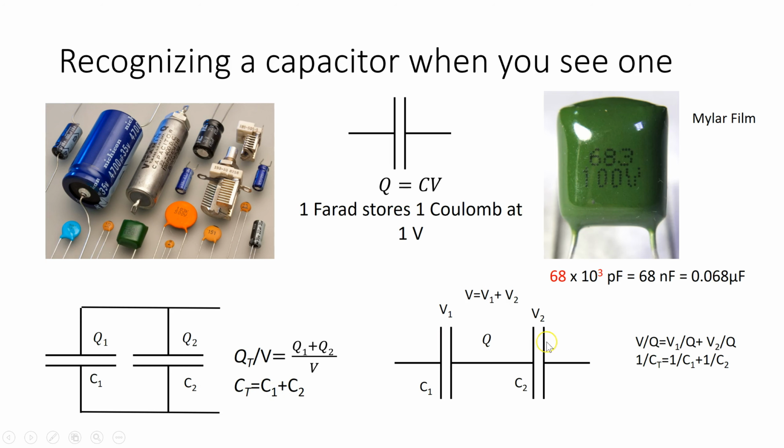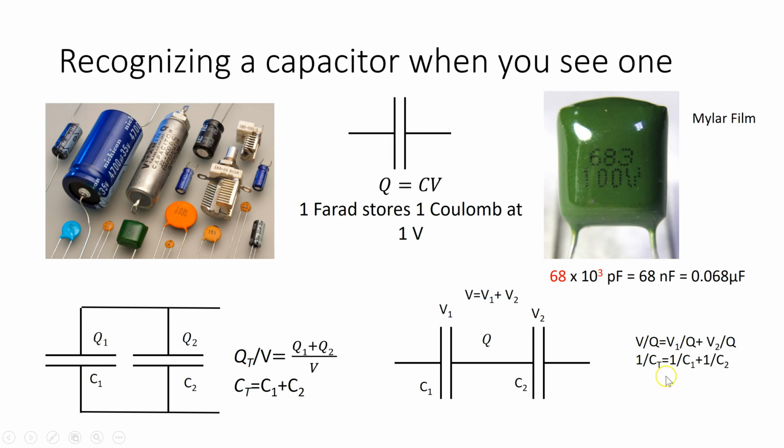When we put capacitors in series, both capacitors share the same charge. They must do, otherwise current would flow in this connecting wire in the middle. So the total charge now is Q. The total voltage is V1 plus V2. And so if we divide all of this by Q, V over Q is V1 over Q plus V2 over Q, we see that V over Q is 1 over capacitance. Go back up here to this formula, divide both sides by Q and both sides by C. V over Q is 1 over C, so 1 over C total is 1 over C1 plus 1 over C2.